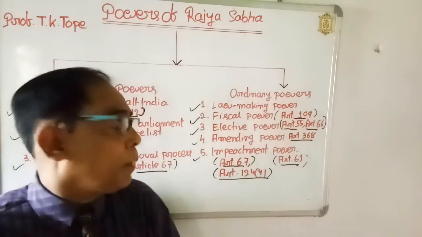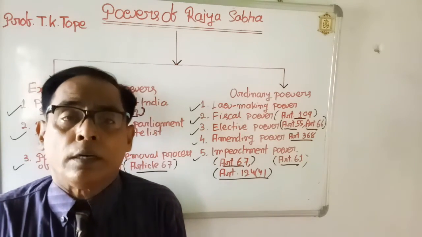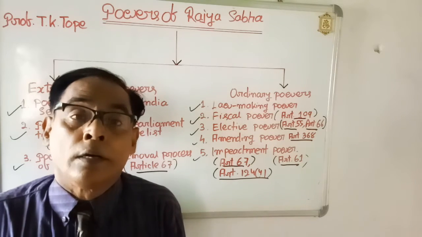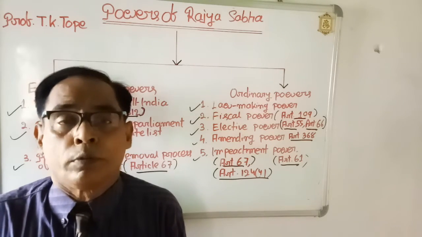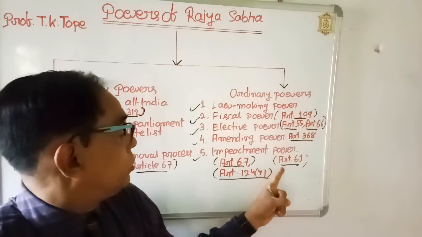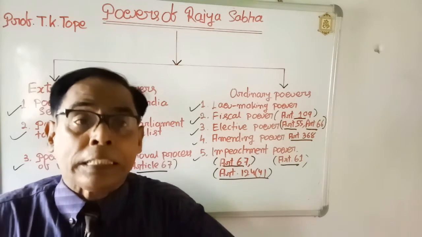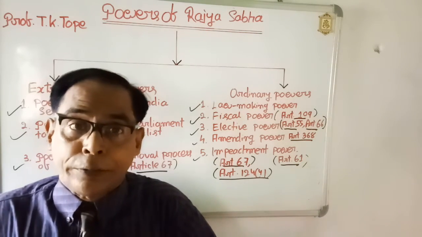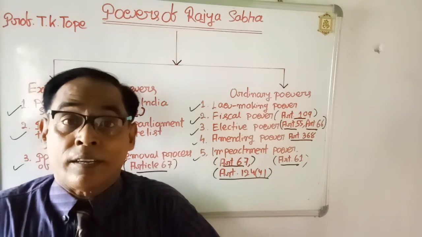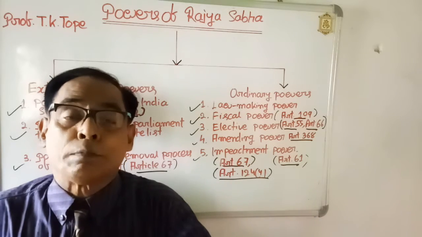The last ordinary power of the Rajya Sabha is the impeachment power. Rajya Sabha has impeachment power. It means it has the power to remove. Whom? Under Article 61, whenever the President of India has to be removed, members of Rajya Sabha have to participate.